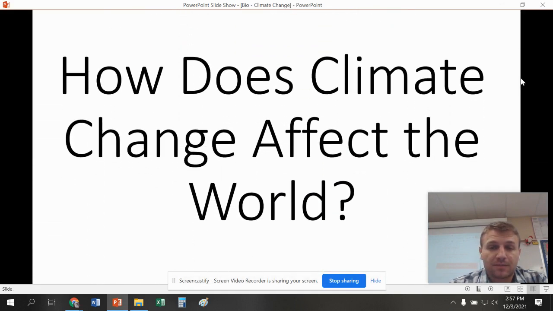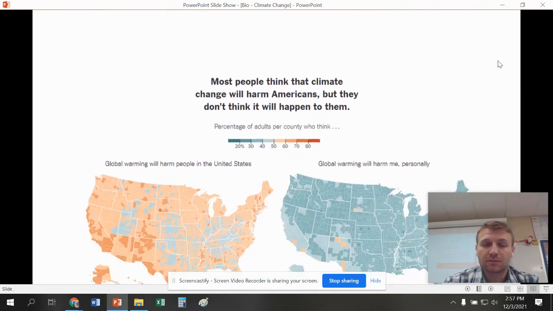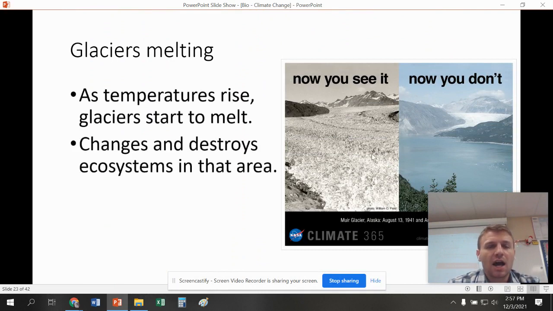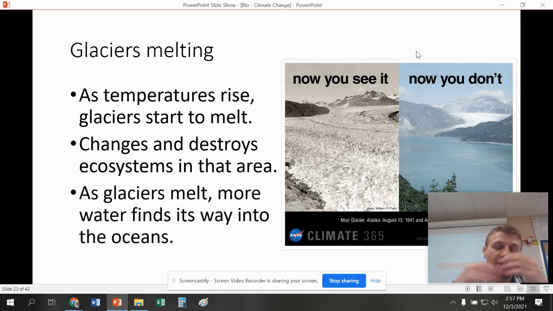climate change. So how does climate change affect the world? I'm going to skip a couple graphs here, get to the glaciers melting. Glaciers, again, are melting. You can see here what it looked like before in the 40s and what it looks like today. And this is destroying ecosystems. This is destroying habitats, changing habitats, and it's also leading to those glaciers melting and that water going into the oceans.